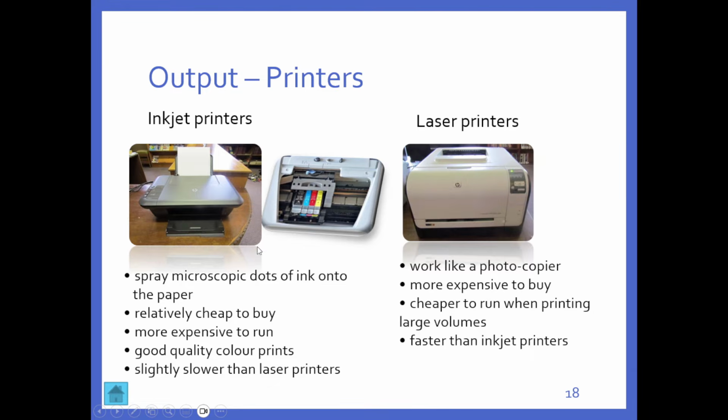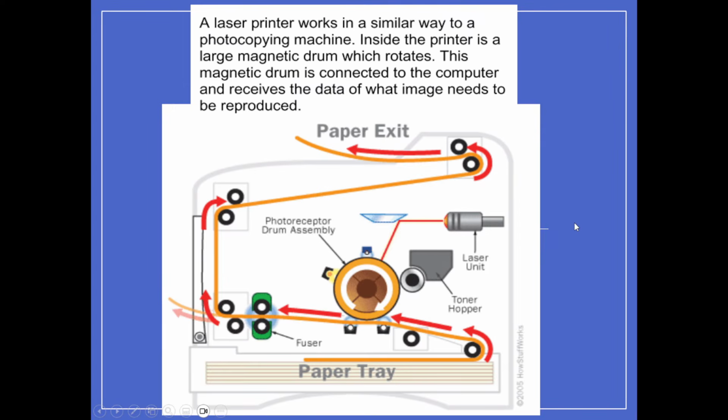So we said with the inkjet, we're spraying microscopic dots of ink onto the page. So how does the laser work? Because if you've ever printed with a laser printer, you'll notice that the pages come out warm. But why is that? Well, let's look a little bit closer. So your laser printer works in a similar way to a photocopy machine. And here's your machine. This is where your paper is sitting at the moment. And you can see that the paper goes around here, through this area, up over there, and then it exits on top.